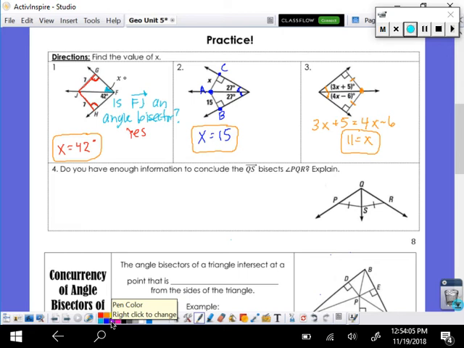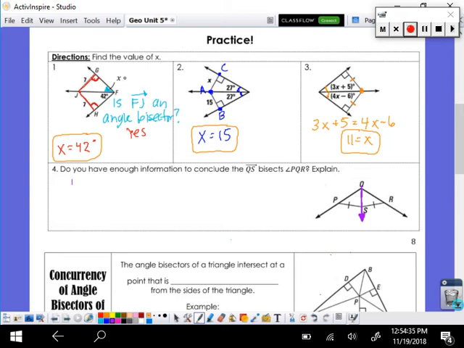And then here's a little thought-provoking question. Do you have enough information to conclude that ray QS bisects angle PQR? Explain. Okay, so is it true that QS cannot be an angle bisector? Why or why not? Think about that for a second. Think about what we would need to know.